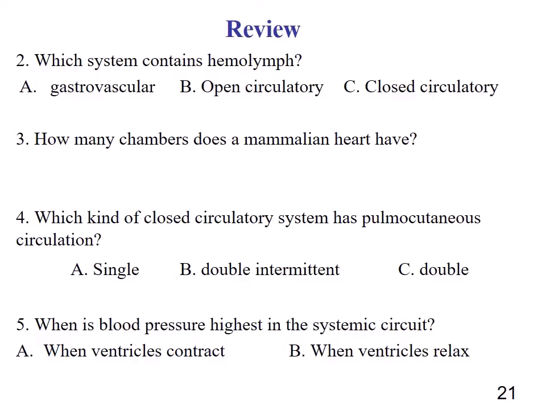Number 3, how many chambers does a mammalian heart have? We've got a 4-chambered heart. We've got 2 atria and 2 ventricles, so 2 and 2 is 4. Number 4, which kind of closed circulatory system has a pulmocutaneous circulation? Is it single, double intermittent, or double? You might wonder, what does pulmocutaneous mean? Remember, that is when the blood can flow either to the lungs or the skin for gas exchange. So that's going to be in that double intermittent breather, like the frog.